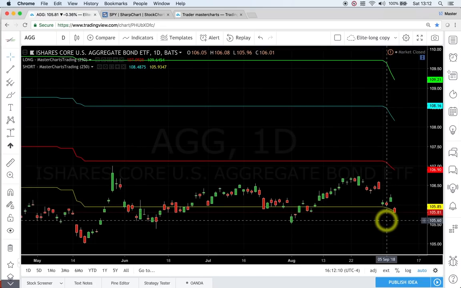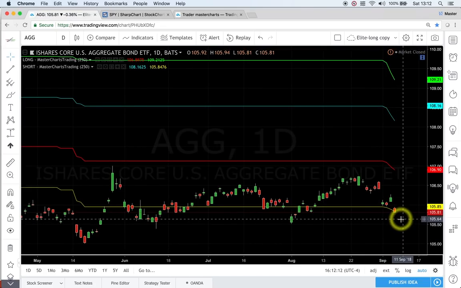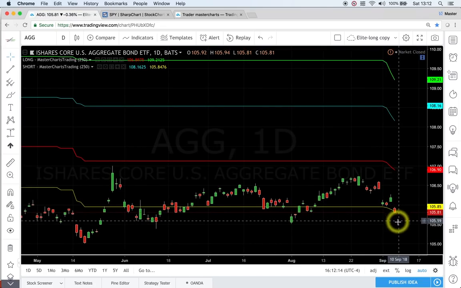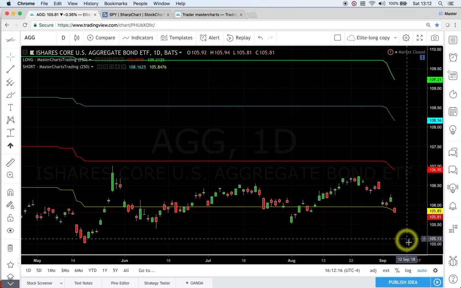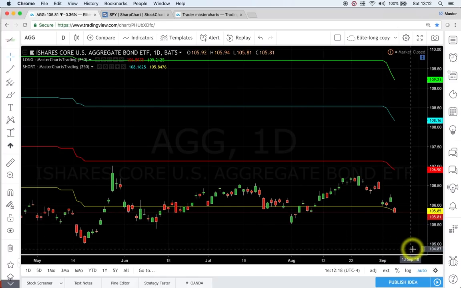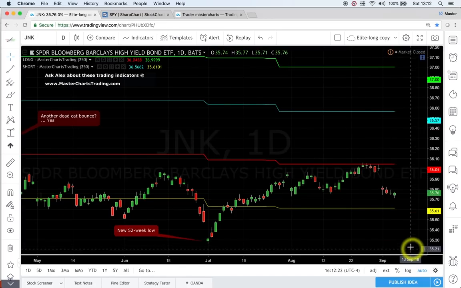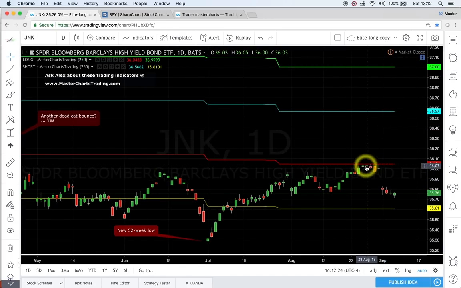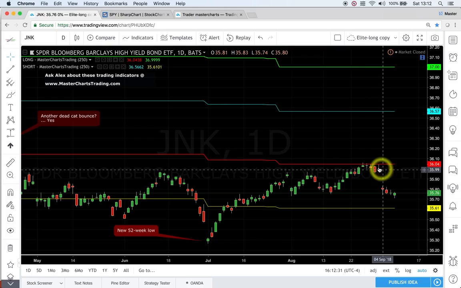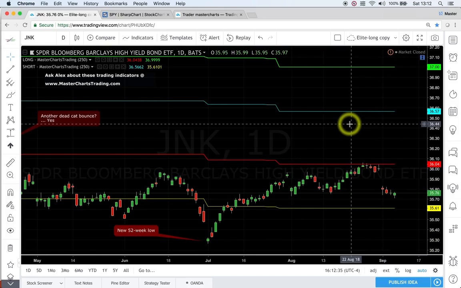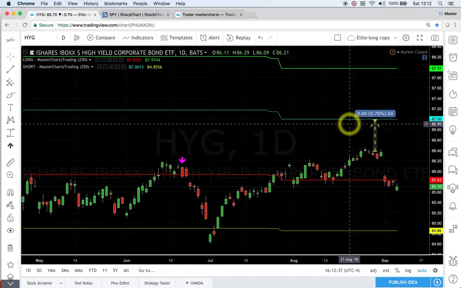Overall bond market AGG also is not looking good at all. I think we could make a fresh low here very easily. Junk bonds bounced off resistance right there around late August, and then bounced off resistance. So junk bonds, I'm avoiding them currently.